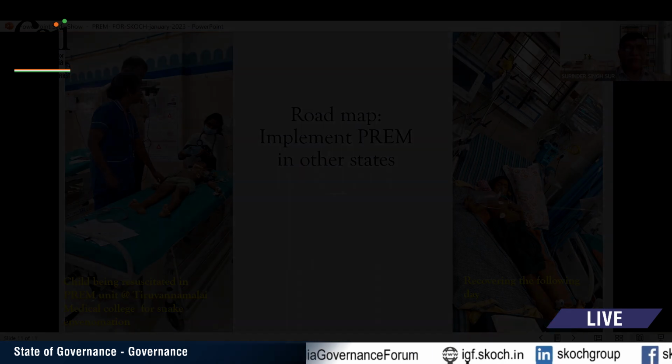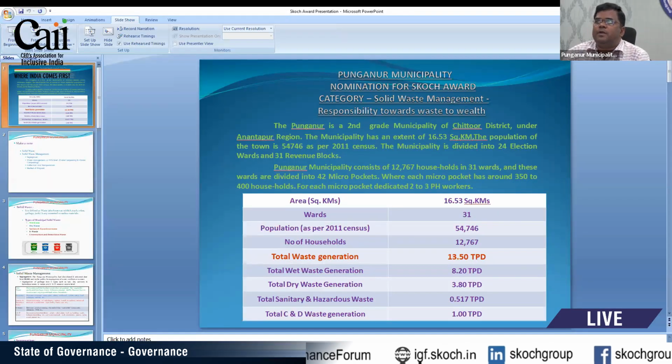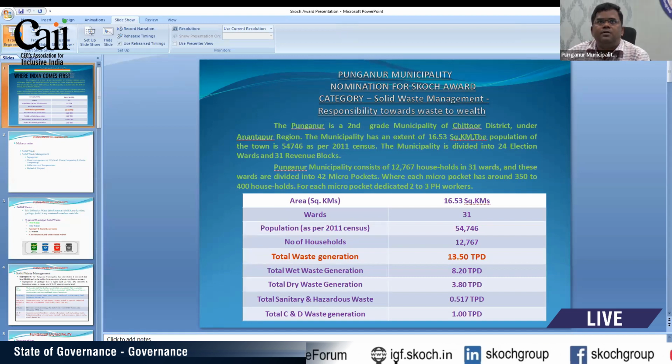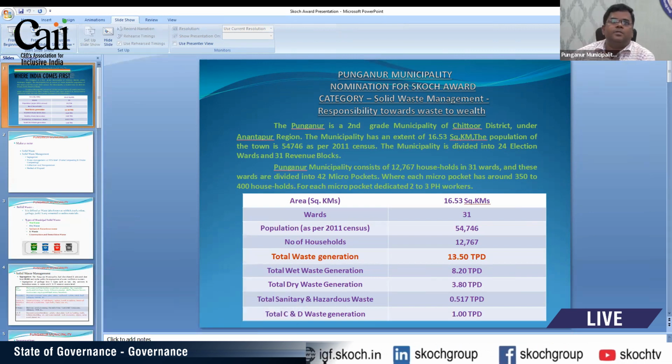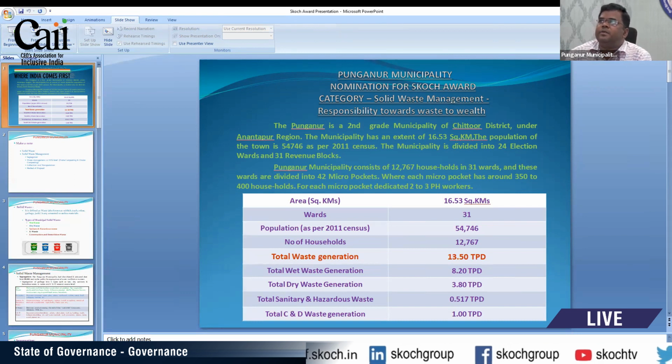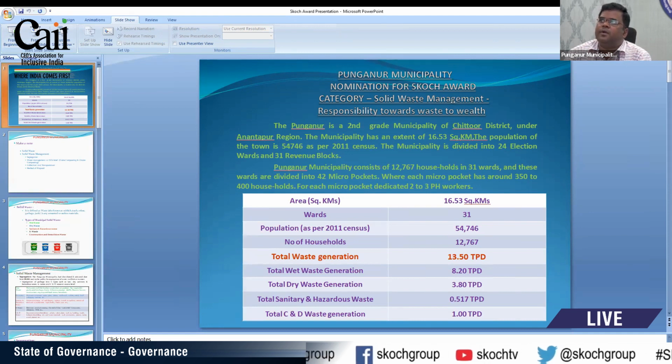Thank you. As Municipal Commissioner of Punganur, firstly, I would like to thank SKOCH Awards for giving us this opportunity of presenting the innovation in solid waste management, sir. Regarding solid waste management in Punganur, we have around 54,746 population as per the census of 2011. As on date, the population would be around 65,000.